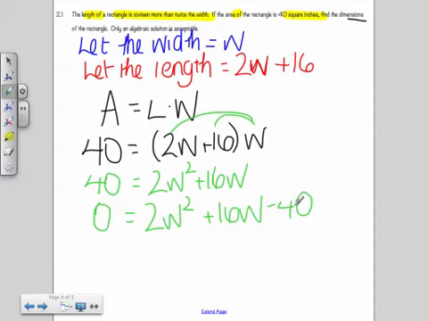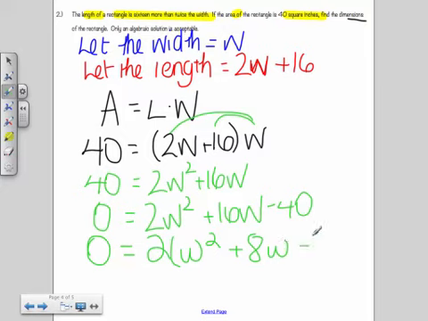Now all I need to do is go through and factor. The first question you always ask yourself whenever you factor is, is there a GCF? Is there a GCF between 2W squared, 16W, and negative 40? Yes, there is. The GCF is 2. So I'm going to factor out a 2. I end up getting W squared plus 8W minus 20.